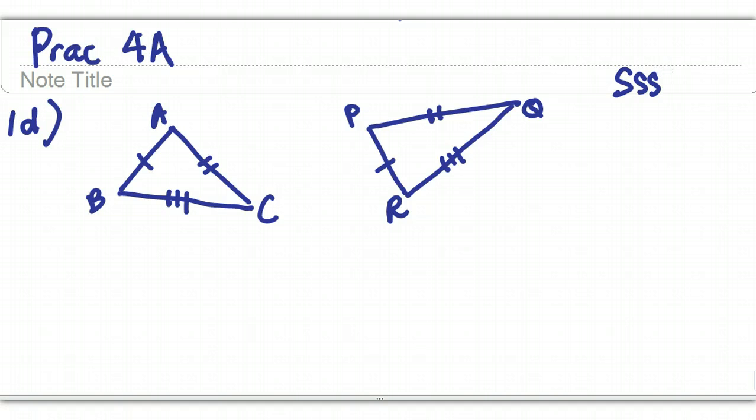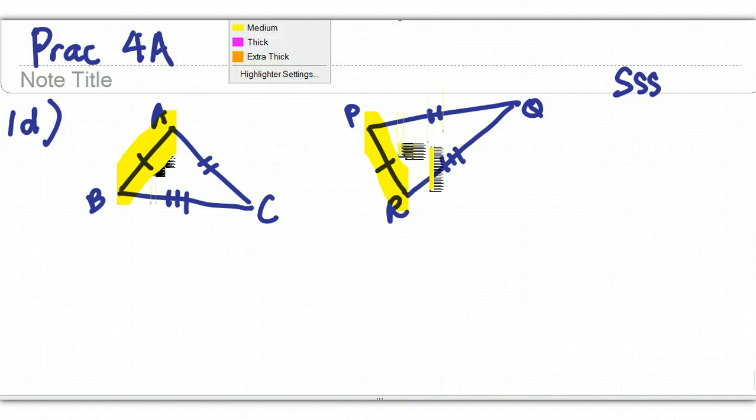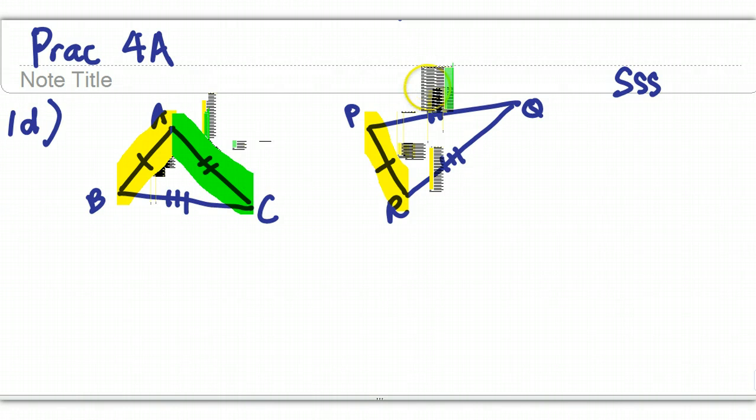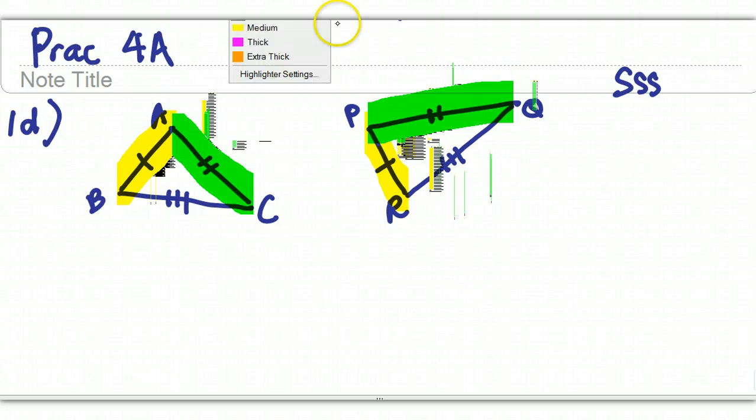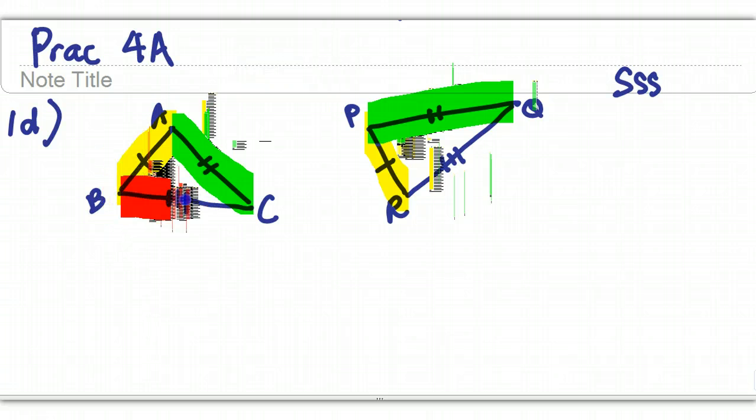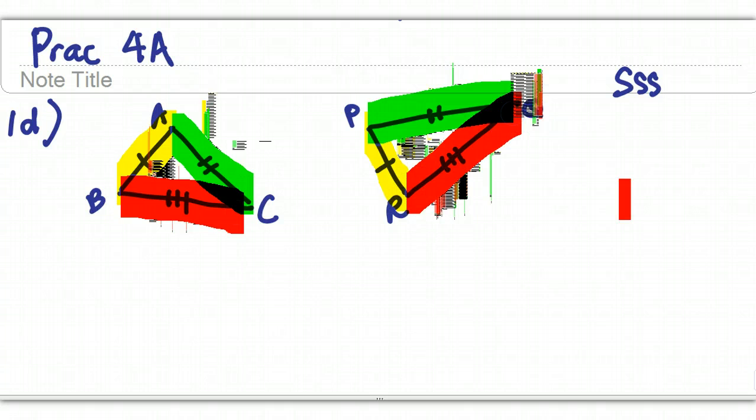I will use the colors to represent the corresponding sides so that it's easier to see. We can see that over here, side AB is equal to side PR. And we can find another similar side as well. AC is similar to PQ. And finally, let me choose a different color. BC is the same as RQ.